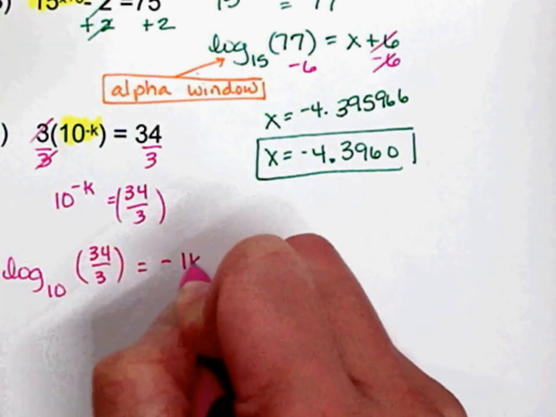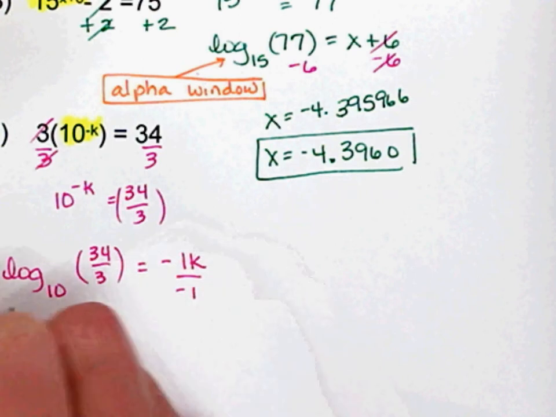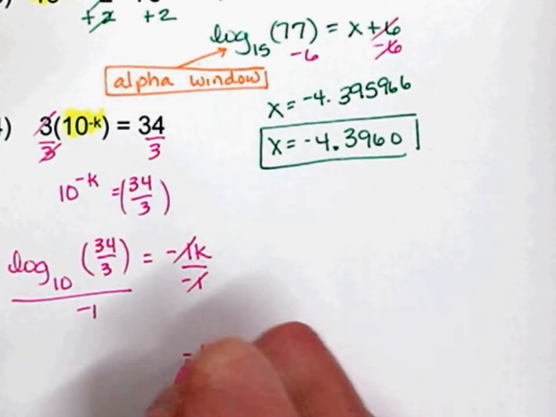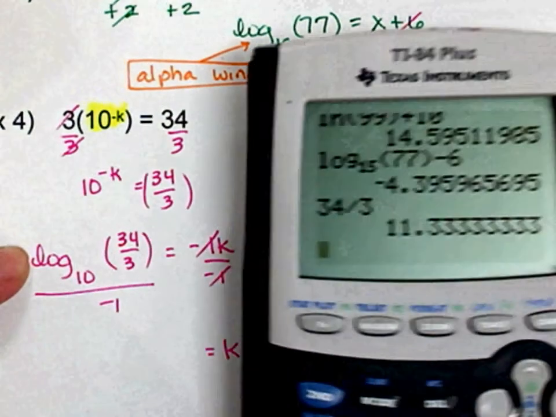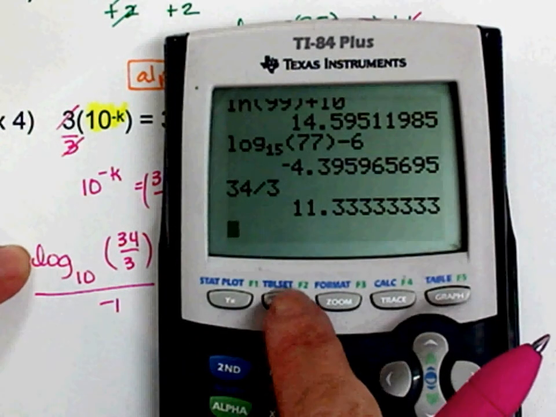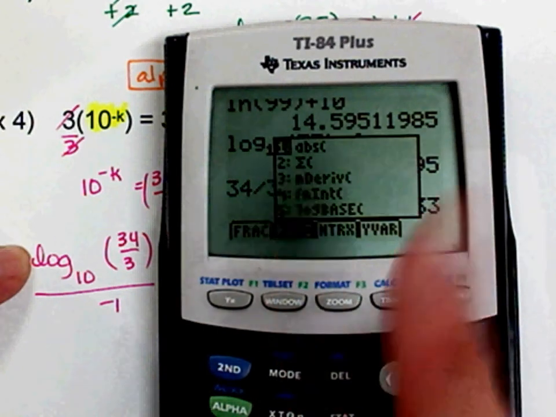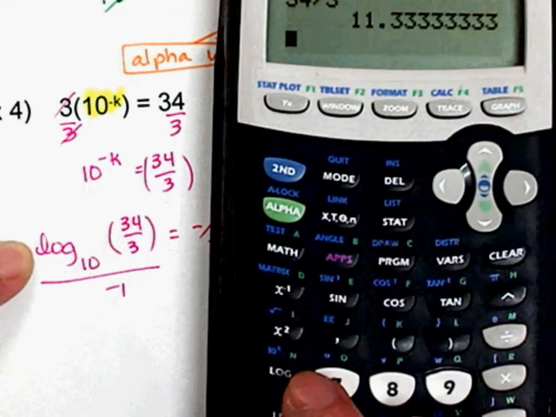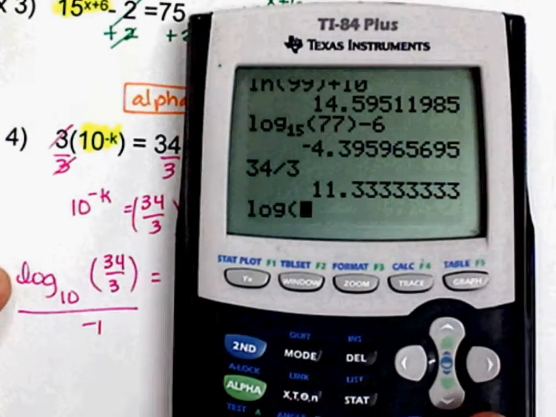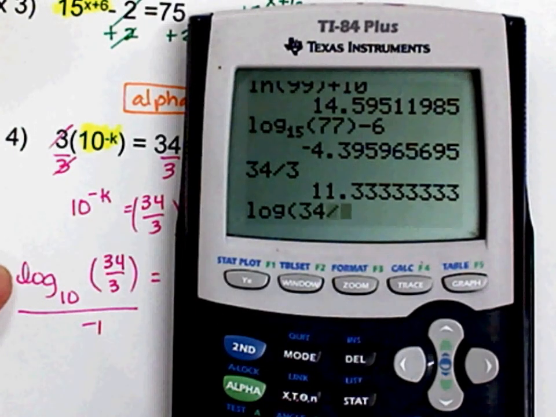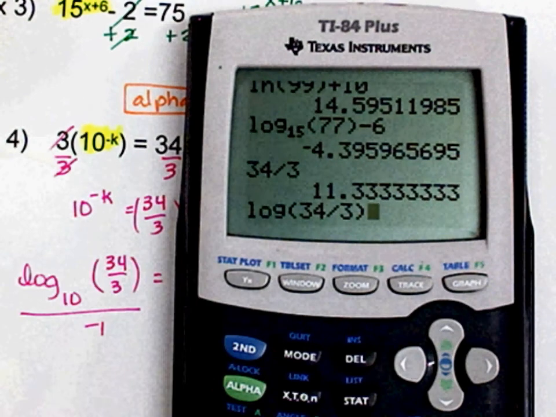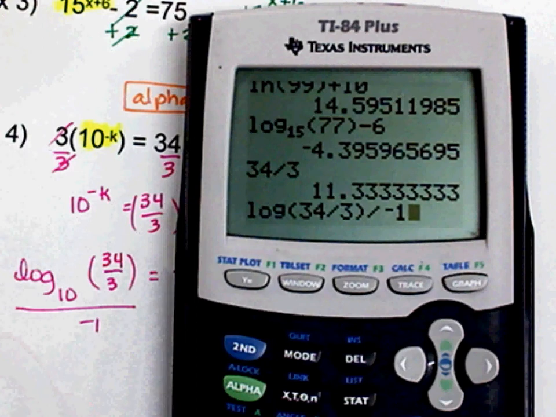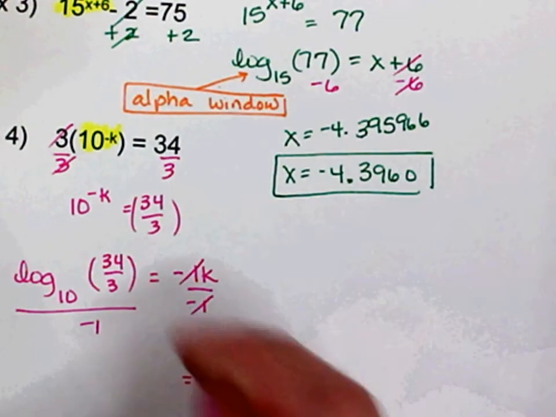Divide both sides by negative 1, because you're solving for k, and you just type that in. See how it's a base 10 already? You can do, I think it was alpha window, wouldn't it? Yeah, alpha window. If not, the base is already 10, so you can just use this button right here that says log, okay? Parentheses, 34 divided by 3, divide by negative 1, not minus 1, negative 1. So x is equal to negative 1.0544.